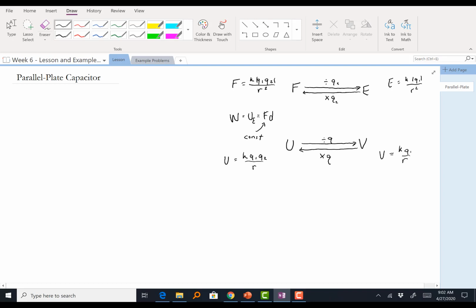So one way that I could write this down is that if I've got a constant force, then I'm just multiplying or dividing by the distance that this charge is moving to get that change in energy, as long as that force is constant.